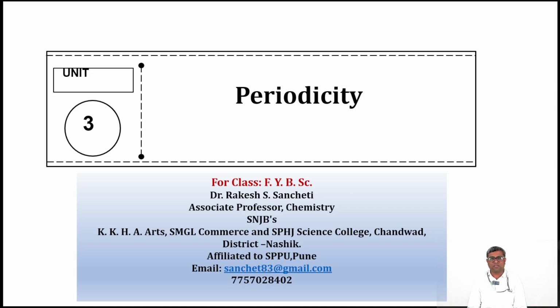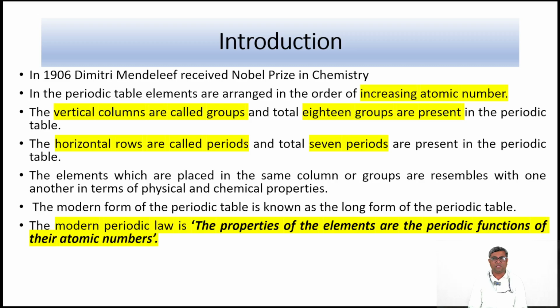Today I am going to discuss a topic for the F.Y.B.Sc class, that is periodicity. To understand periodicity, one has to understand the periodic table, and this periodic table was discovered by Dmitri Mendeleev. He received the Nobel Prize for the discovery of the periodic table. The periodic table is a table in which elements are arranged according to their increasing atomic numbers.